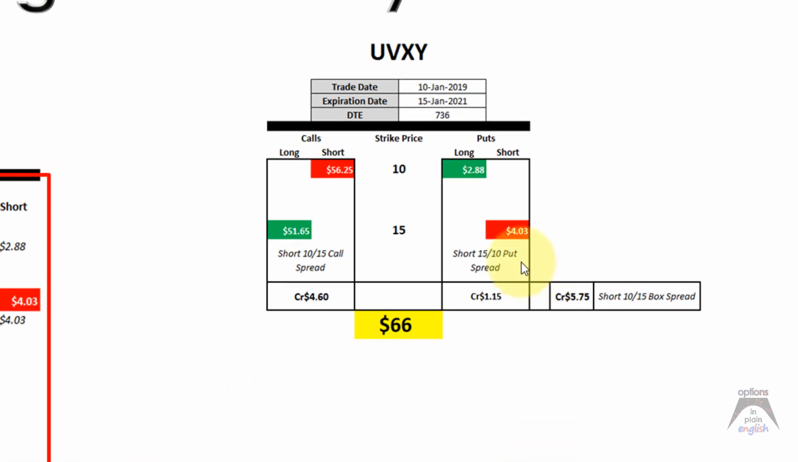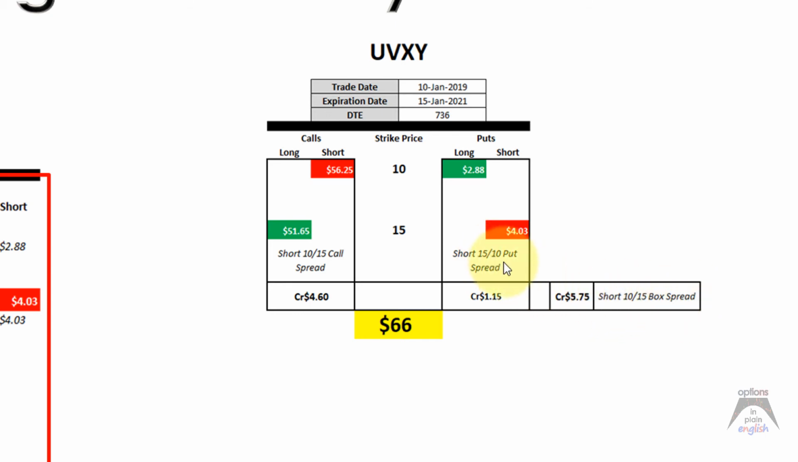So let's analyze this. We have two ways: we can analyze it vertically and horizontally. In this case, we can take both calls, and this is the same position, but if I look at only the calls, I can say that this trade is short the 10-15 call spread for 460, and also short the 15-10 put spread for 115. Both are credits, so he got 575 altogether for the short 10-15 box spread.